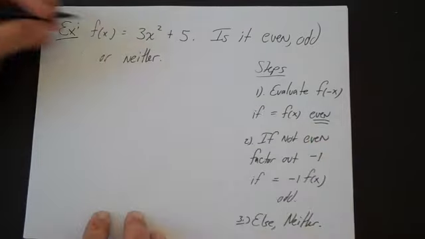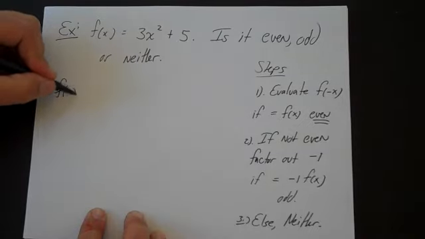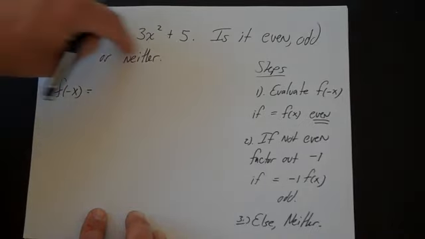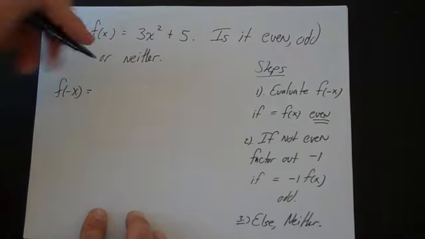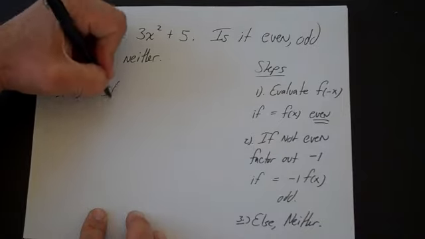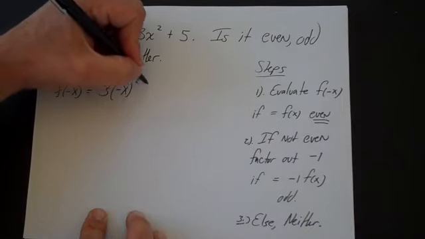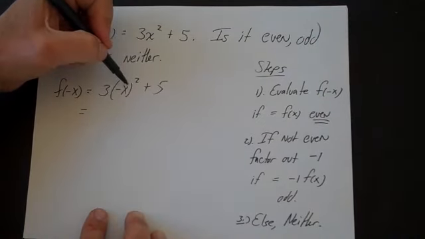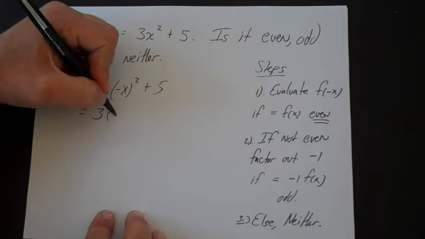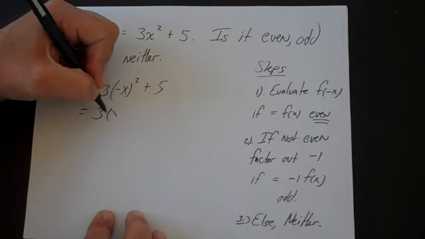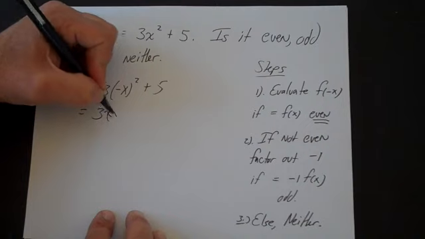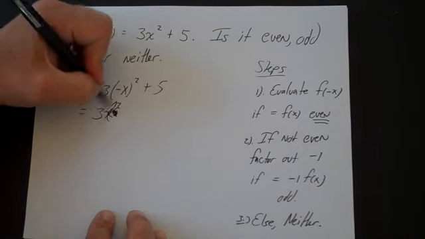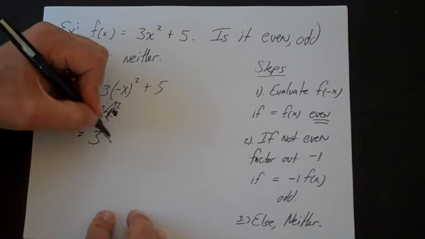So let's do an example here. First step, f of minus x. What that means is you take the function and everywhere there's an x, you replace it with a minus x. So that's 3 parentheses minus x squared plus 5. Minus x squared, that's minus x times minus x. That's a positive x squared, so that's 3 times x squared. Let me redo that. That's 3x squared plus 5.